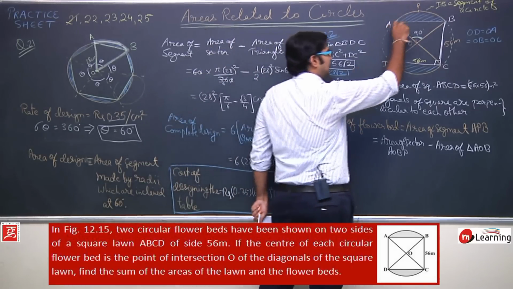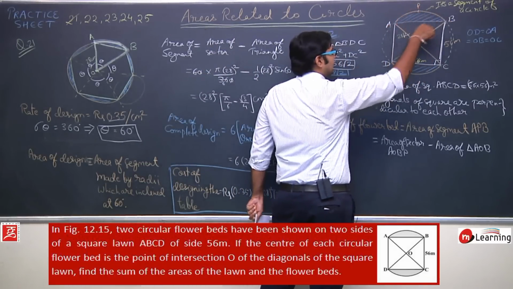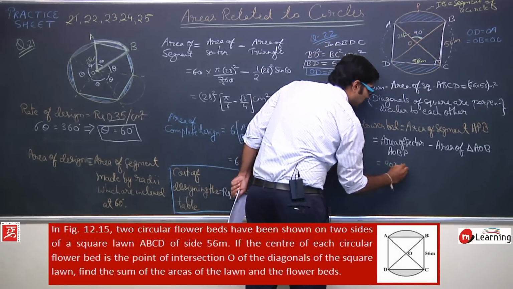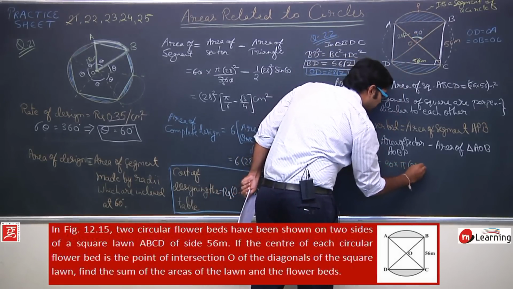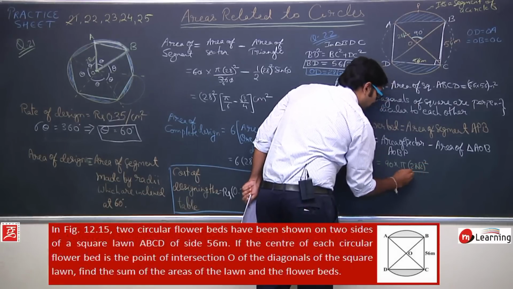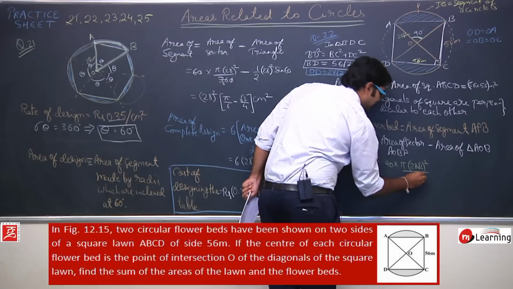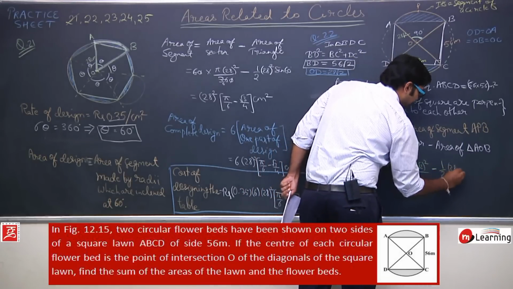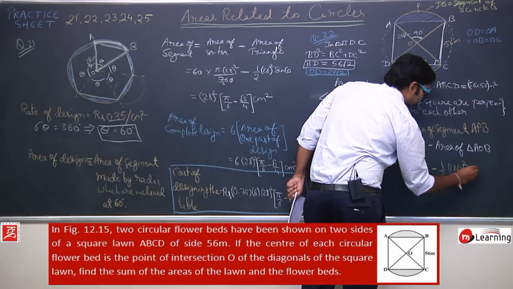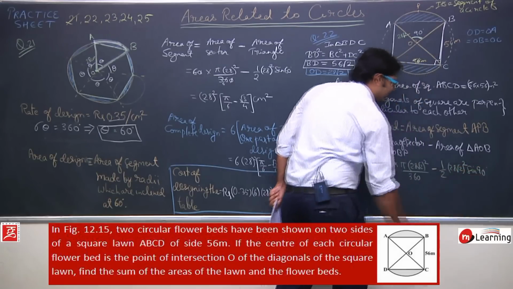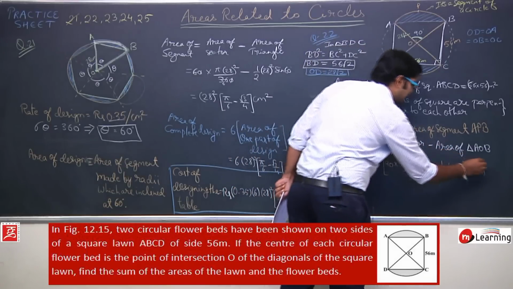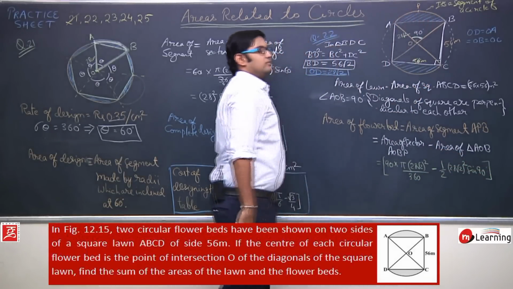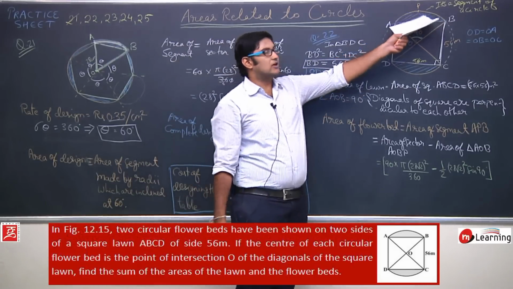So area of sector AOBP. The area of this complete sector will be equal to theta, that is 90 degrees, into pi into r square, that is 28 root 2 squared, upon 360 degrees, minus area of triangle, which is half into r square into sine of angle 90 degrees. This will be the area of this particular segment. Okay, that is the area of this flower bed.